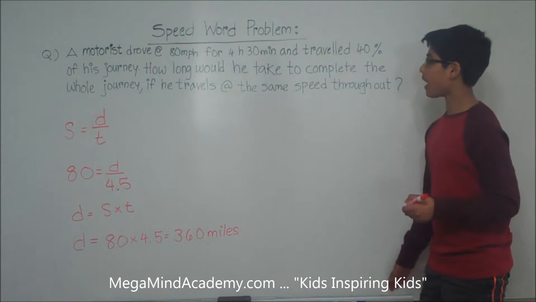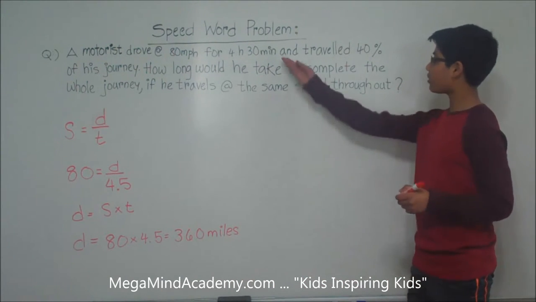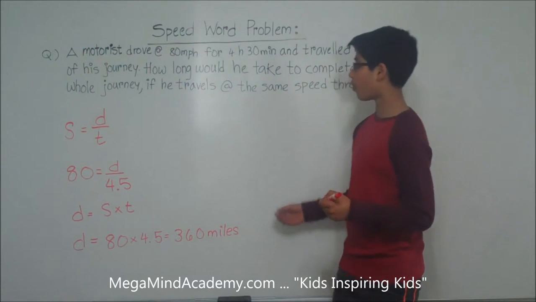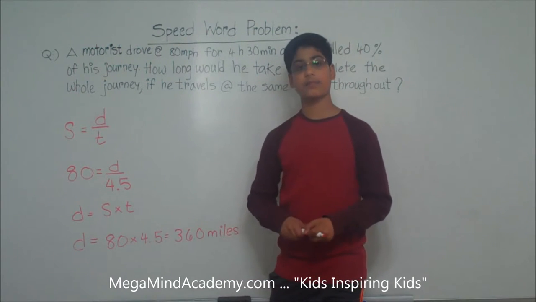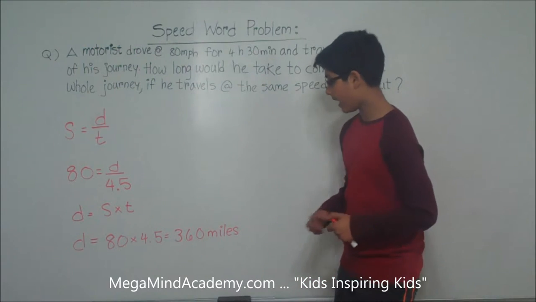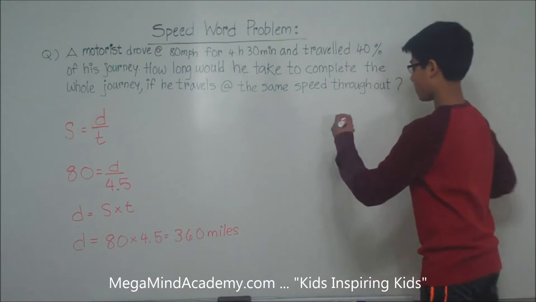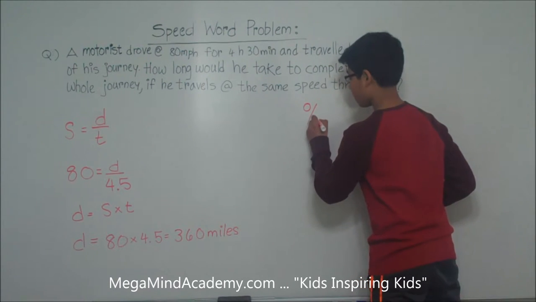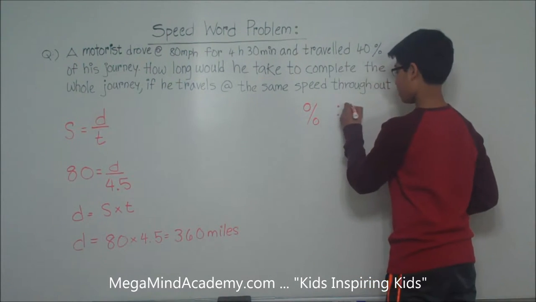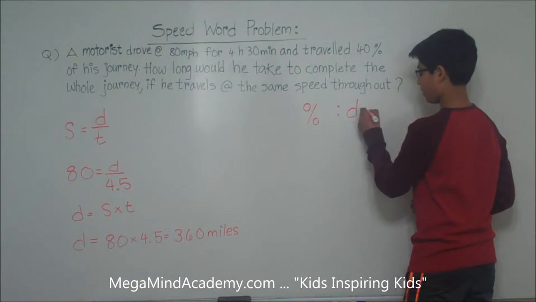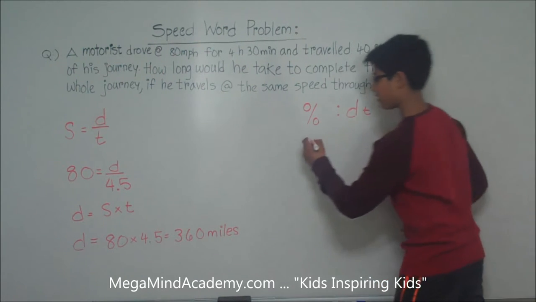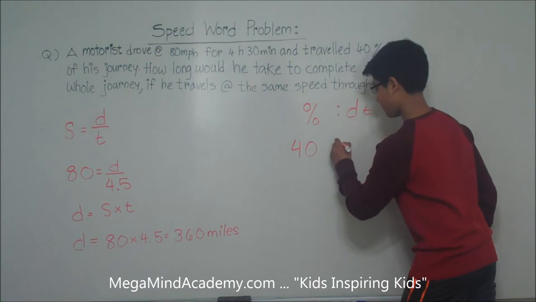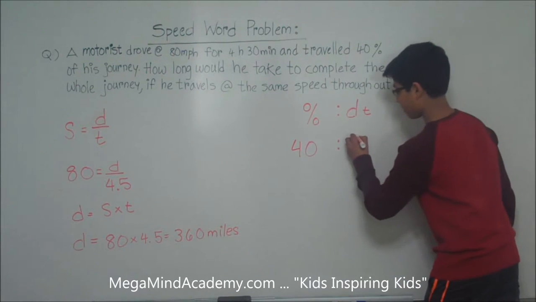Now, it says in the problem that they traveled 40% of his journey. So this means that 360 miles is 40% of his journey. So let's write the ratio between the percent of the journey traveled and the distance covered. So the percent of the journey to the distance traveled, D for distance, T for traveled, is equal to 40% to 360 miles.